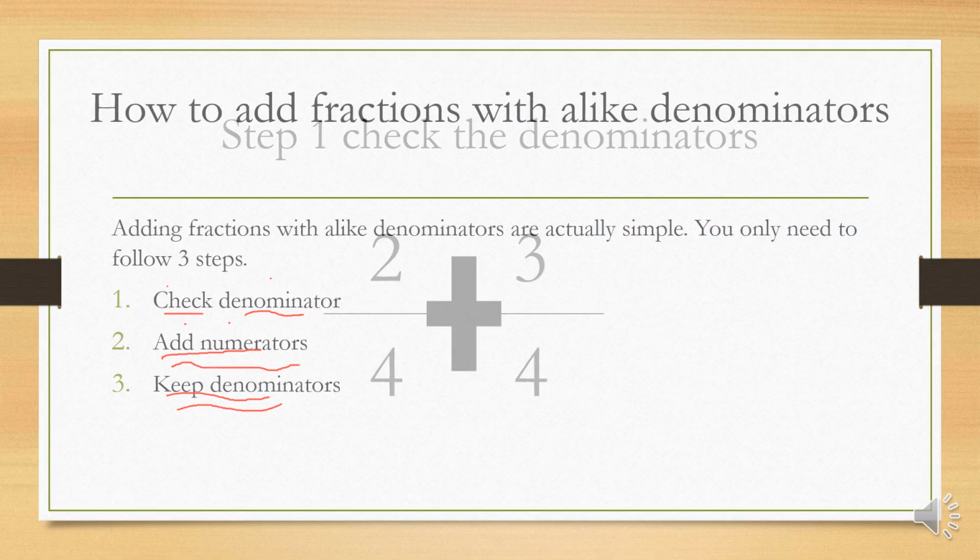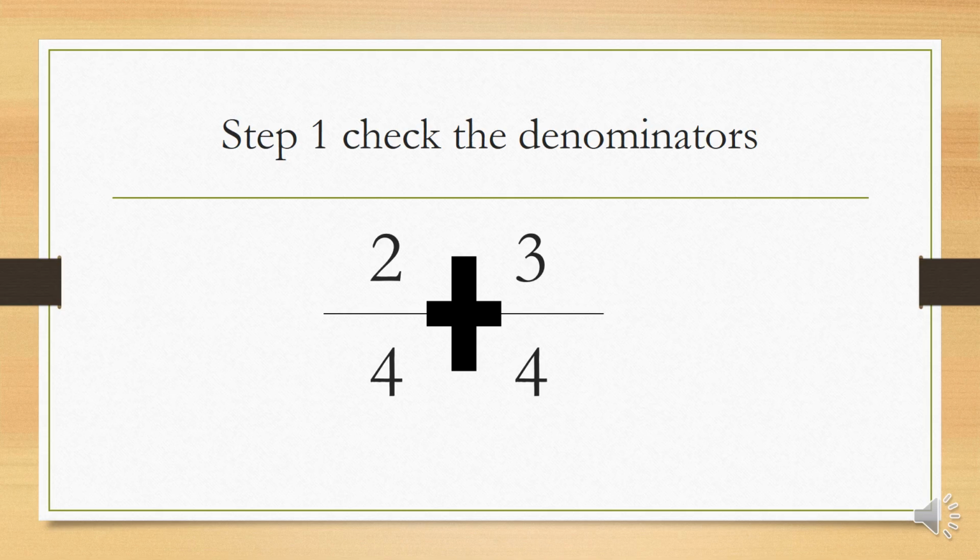Now, step number 1, check the denominators. It's 4 and 4 for 2 over 4 plus 2 over 4. If both denominators are 4, what do we do? Since they're the same, we keep it. If there's a same denominator, then we keep it. But if it's not, we'll dive deeper into that in later videos.